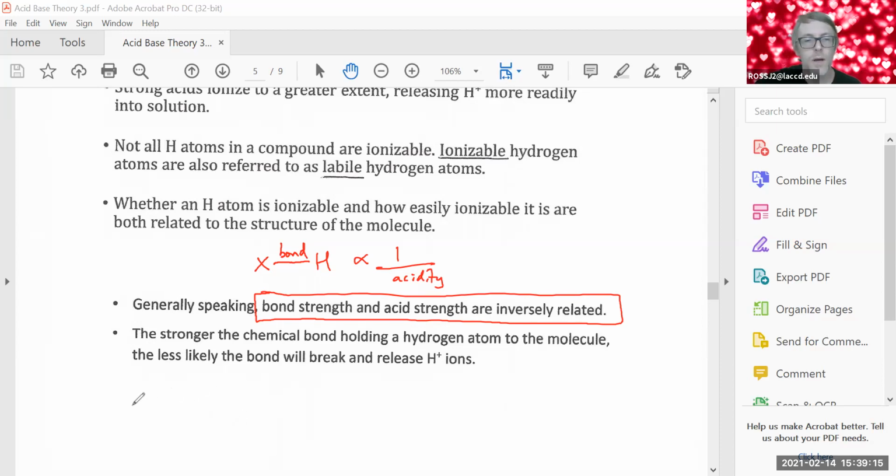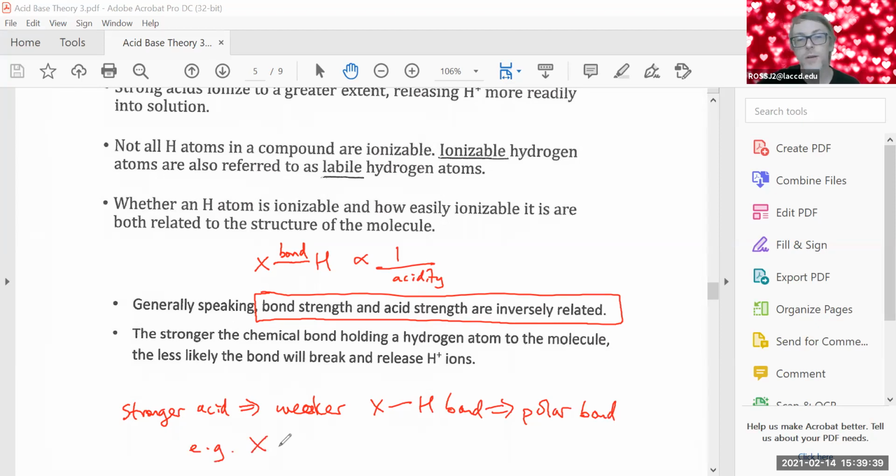So if you want a stronger acid, you want a weaker XH bond. So you want a polar bond. For example, you want something that will generate a polar bond, so X could equal oxygen, and we've seen lots of acids with oxygens in, for example.